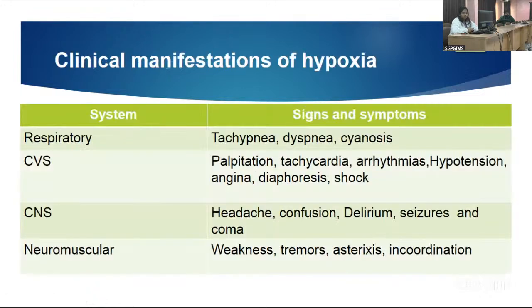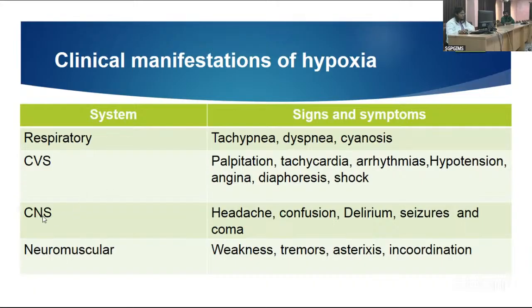Now let's talk about the clinical manifestations of hypoxia. It may vary from system to system. Now let's talk about the respiratory system. What are the signs and symptoms? They include tachypnea, dyspnea, cyanosis. And in the cardiovascular system, the signs and symptoms are palpitation, tachycardia, arrhythmias, hypertension, angina, diaphoresis and shock.